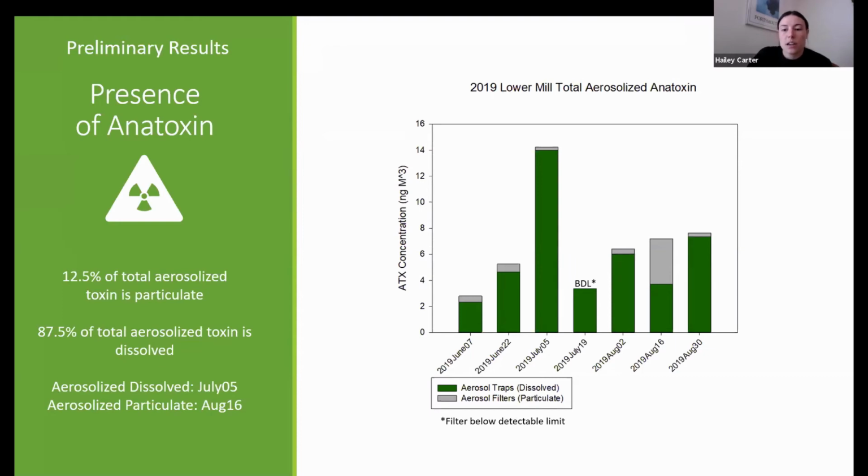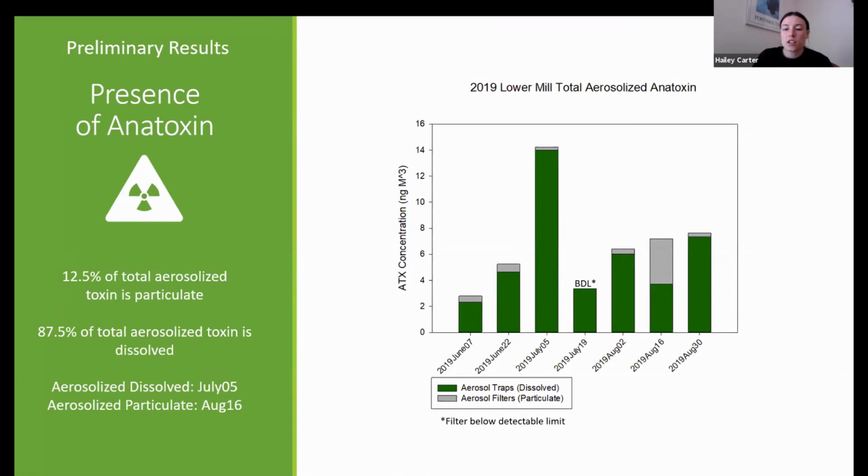One other thing that I wanted to point out about this graph is that the aerosolized dissolved anatoxin spikes on July 5th, whereas the aerosolized particulate spiked on August 16th. And on that August 16th date, the particulate accounted for up to 48% of the total aerosolized toxin. I found this very interesting, just because it suggests that maybe there's different factors that are regulating production of dissolved versus particulate aerosols, which was something that I hadn't really considered before.